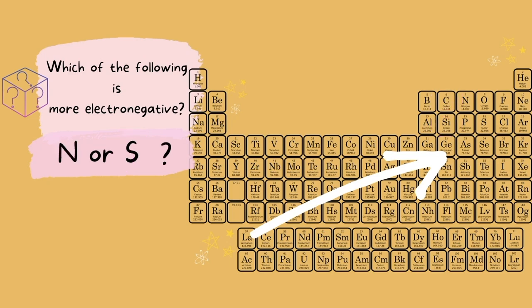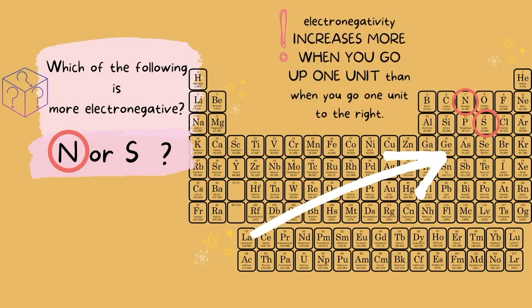How about nitrogen and sulfur? Both look almost equidistant to fluorine, but nitrogen is going to be more electronegative here. The general rule is going up 1 unit is more electronegative than going to the right 1 unit. So going 1 unit up from phosphorus to nitrogen, there is more electronegativity than going from phosphorus 1 unit to the right to sulfur.